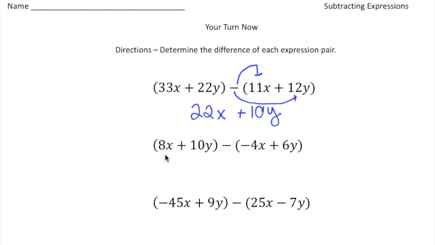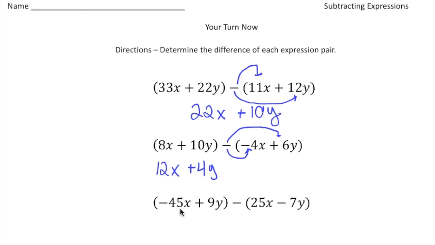Now the second one, we have 8x plus 10y minus negative 4x plus 6y. So again, we're going to distribute the negative, or the subtraction sign, to the negative 4x, then also the positive 6y, right? So 8x take away a negative 4x. Remember, when you subtract a negative, it's the same as adding, right? So 8x and 4x is 12x. And then 10y minus a 6y gives us a 4y. So it's going to be 12x plus 4y.